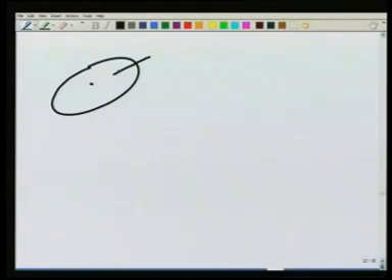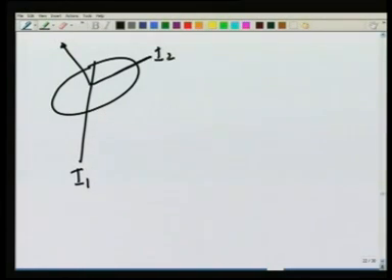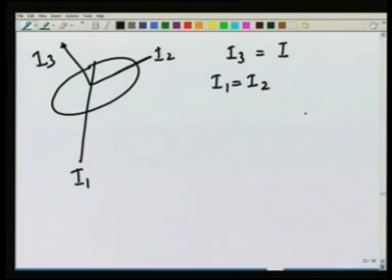Obviously, its principal axes are the diameters and the perpendicular. Let me call these I1, I2 and I3, the three axes. I3 is equal to, let me call this I, and I1 and I2 are equal, and in the case of a disc they are I over 2.